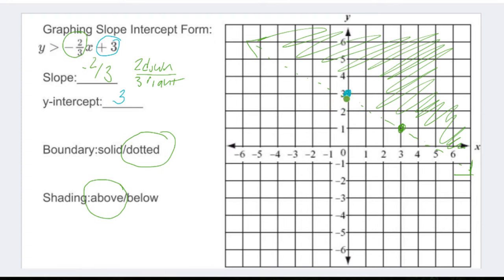And you can take a look. If I tried 0, 3, so x is 0, y is 3, -2/3 times 0 is 0, and 3 is not greater than 3. So that's why that is not included on the boundary line. But if I plug in 0, 4, say right here, 4 is greater than 3. So anything in this shaded area makes this inequality true. That's why it's part of the solution set.